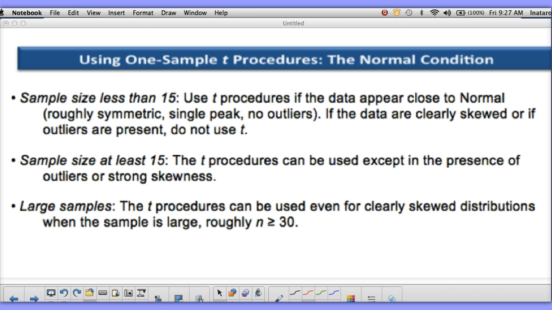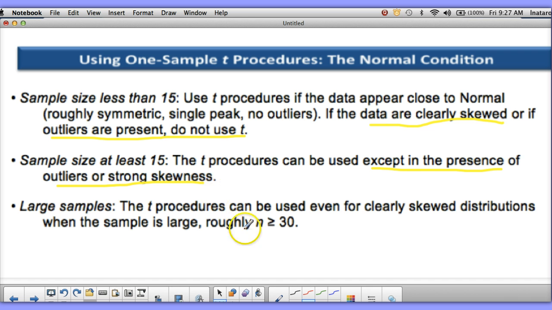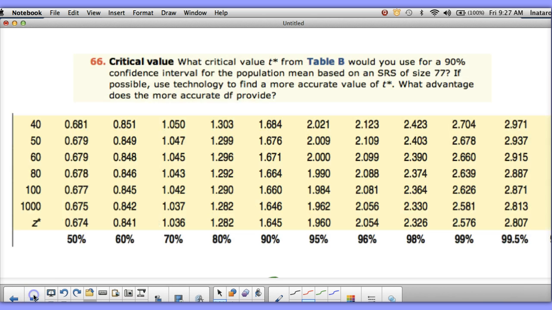If our sample size is less than 15, we cannot use a T procedure if the data are clearly skewed or if there are outliers. We cannot use T. Once again, if our sample size is between 15 and 30, we can use T procedures as long as we don't have outliers or strong skewness. So if there's outliers or strong skewness, we need to make sure that our sample size is at least 30. So let's take a look at question 74.